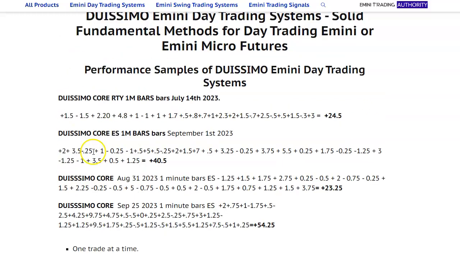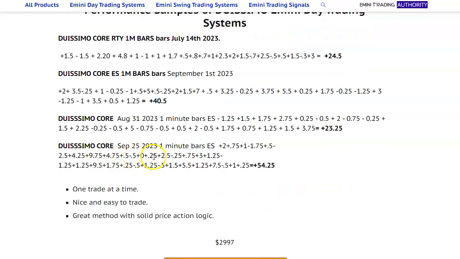So you can see here's some more examples. I just added this one. Okay, so on E-mini futures, ES, S&P 500, 1 minute bars. You can see here, this is throughout the whole day, 54 points, okay? And if you are familiar with E-mini day trading, that's like super duper good, all right?